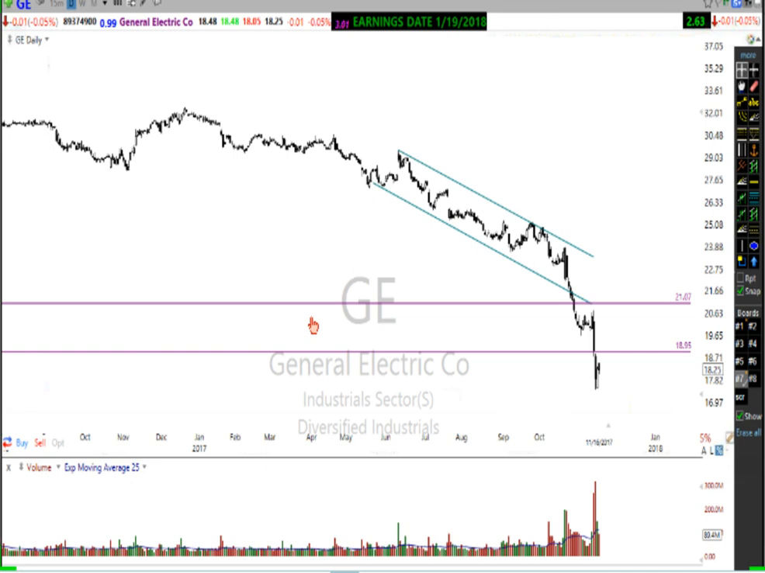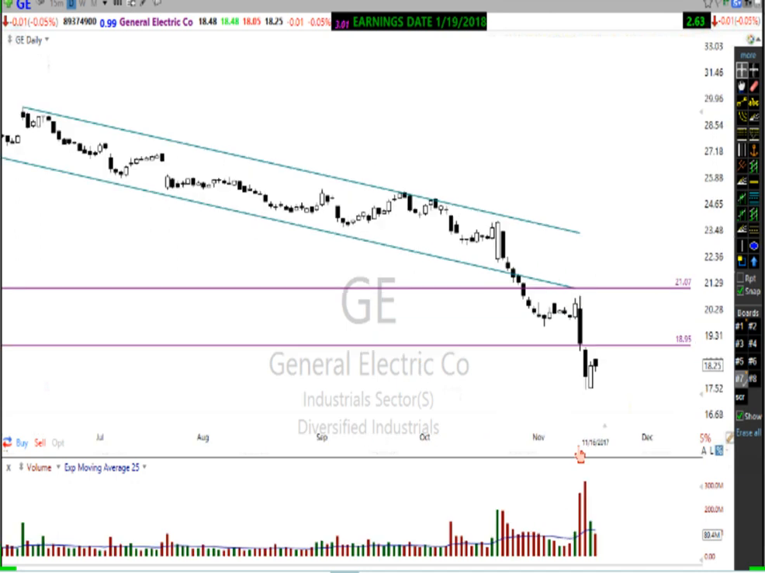Walk away from it. Don't get involved in trying to pick bottoms. We have a joke in the room, picking a bottom is embarrassing and leaves you with stinky fingers. Don't do it. Stay away from that.